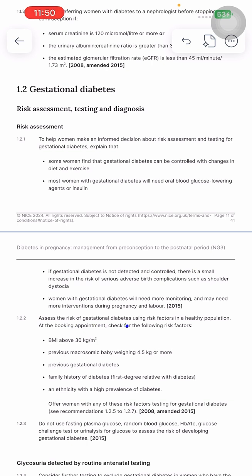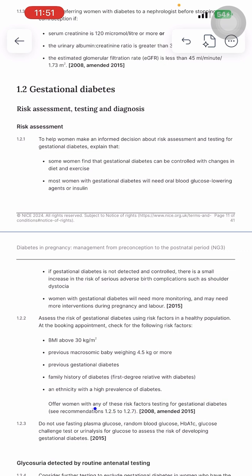So the risk assessment for gestational diabetes mellitus in a healthy population: at the booking appointment, check the following risk factors. For every woman who presents to you, you have to assess the patient at booking. So you have to check her BMI at booking. If the BMI is above 30 kg per meter square, this patient has increased risk of gestational diabetes mellitus. Other risk factors: previous macrosomic baby of 4.5 kg or more, previous gestational diabetes, family history of diabetes, first degree relative with diabetes, or ethnicity with a high prevalence, usually Asian ethnicity.